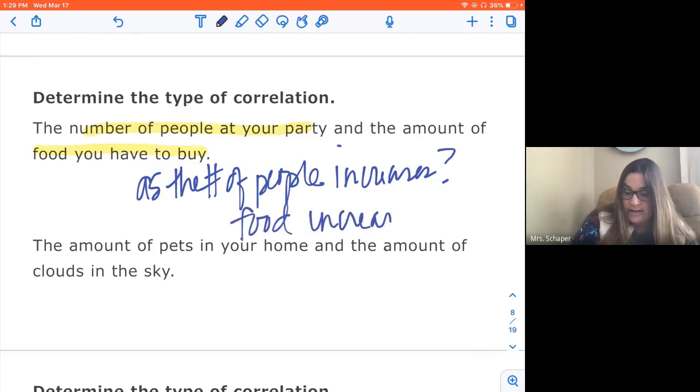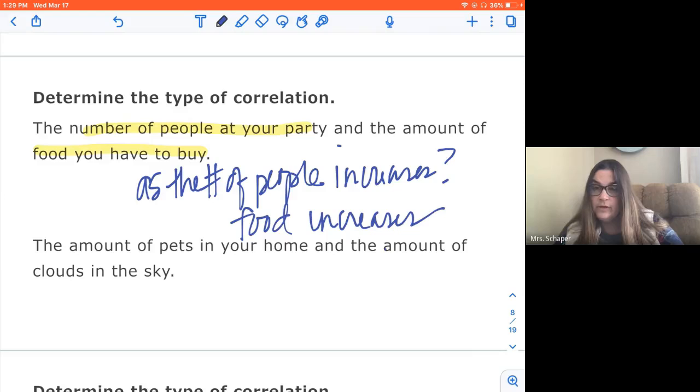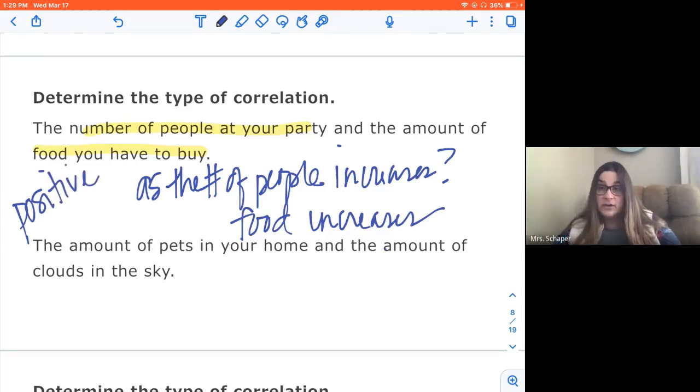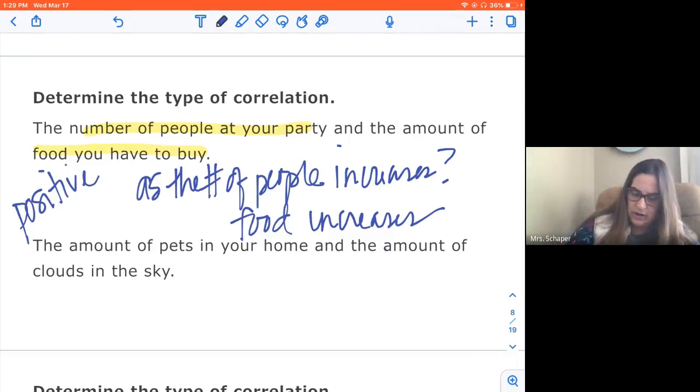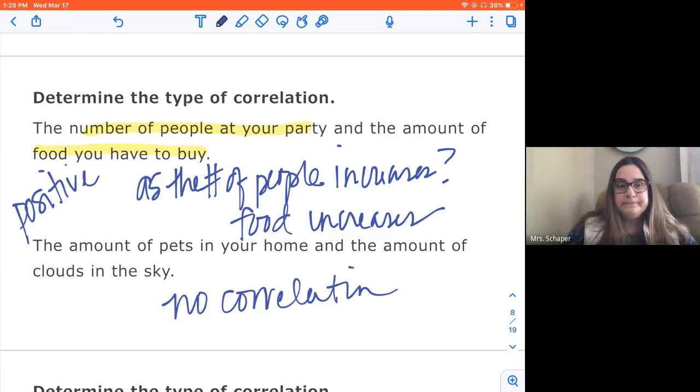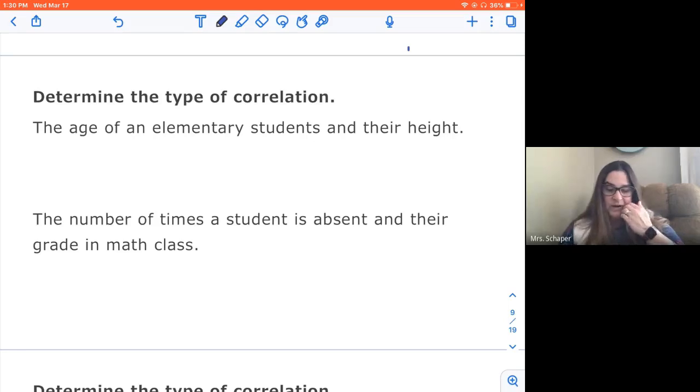If the food increases, both of them are increasing. So we say that that is a positive correlation. As one increases, the other is increasing as well. The amount of pets in your home and the amount of clouds in your sky. They're not really related at all. So there is no correlation, right? The number of clouds outside has nothing to do with how many dogs we have in our house, which is one, by the way, right? No correlation. The age of an elementary student and their height.